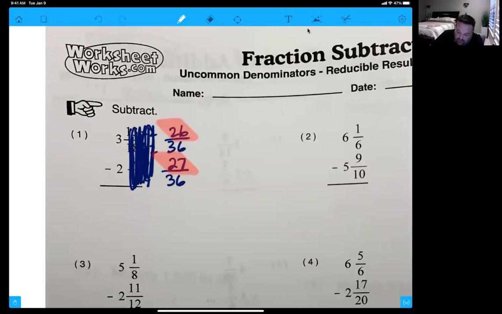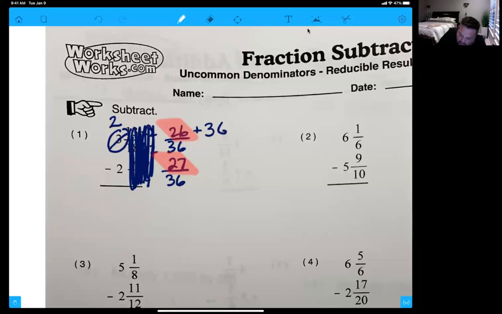We now need to come over and basically borrow from this 3. So we would take a whole out of this, and that would leave us with 2 wholes, right? There'd still be 2 left. So we're going to take one of whatever it is we have and move it over to the fraction. To do that, we're going to take the 1 whole and break it up into the amount of pieces we have in the denominator, which is 36, right? So we're going to add 36 to the top.